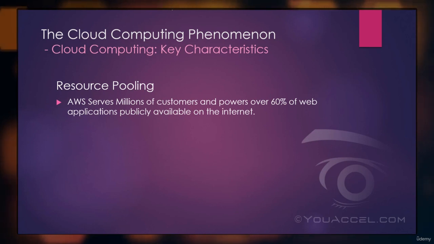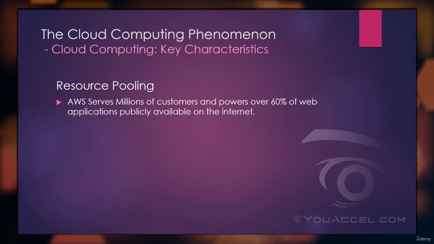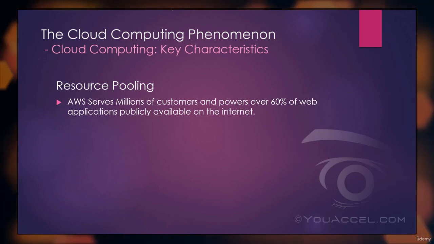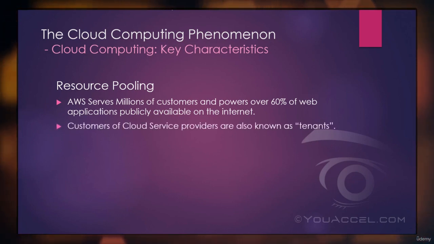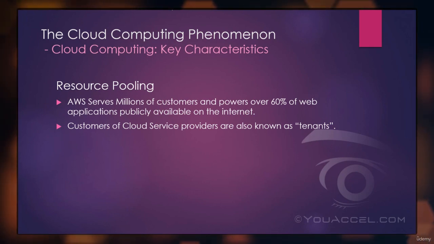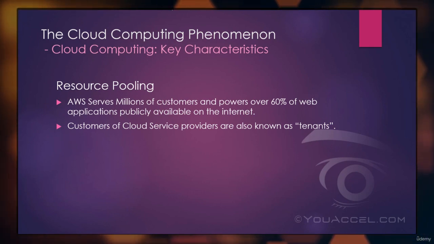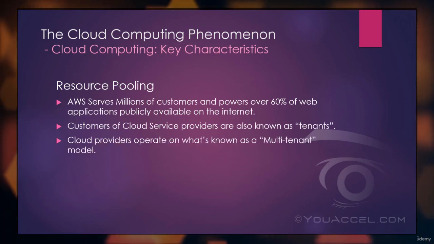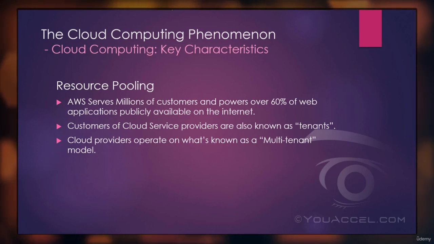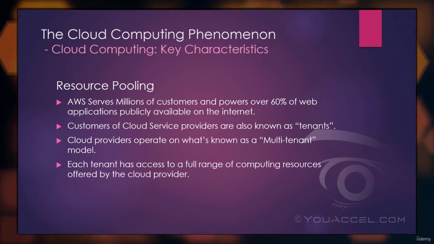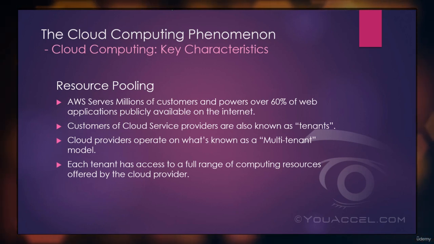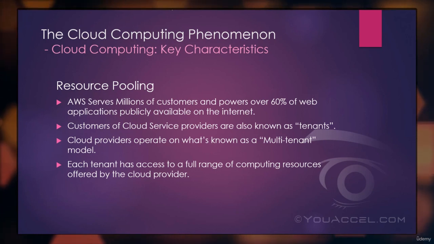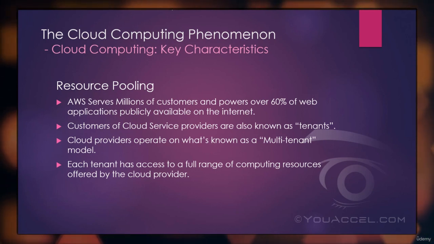Cloud service providers such as AWS serve millions of clients and power over 60% of web applications served publicly over the internet. Once you register with a cloud service provider, you essentially become one of its clients or customers, also referred to as a tenant. Since the provider services multiple tenants, including you, this is known as a multi-tenant model. As an individual tenant in this multi-tenant model, you have access to the full range of computing resources offered by AWS, which are pooled together across multiple data centers.